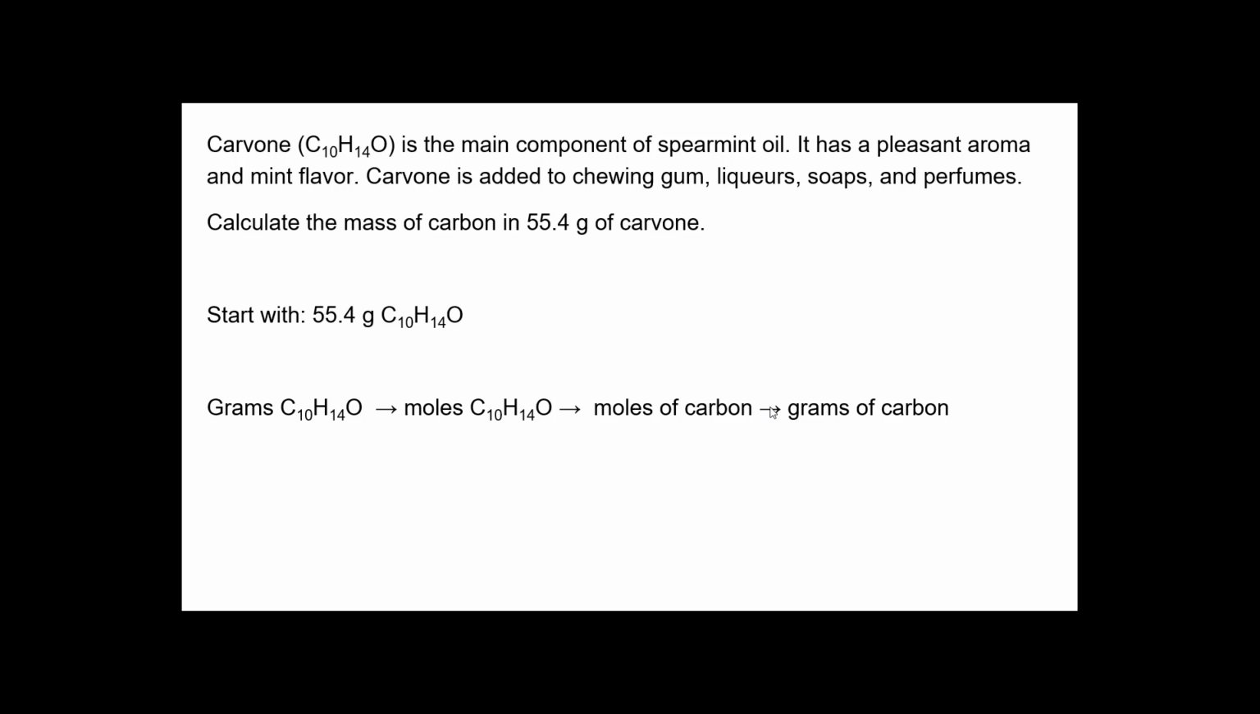So we need to figure out what we need for this to work. It's very similar to the last one. We need to go from grams of the compound, get out of the grams, always get to moles. Then we get to moles of the compound. Then we're going to determine the moles of carbon itself. And then we're going to use grams of carbon to determine how many grams make up this sample.